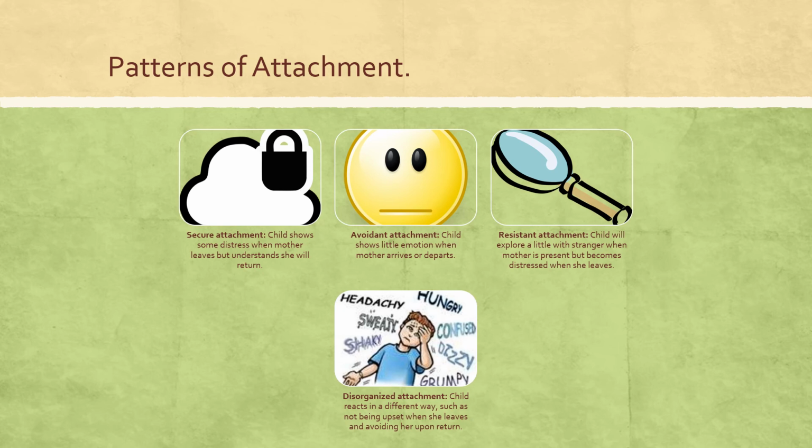And disorganized attachment, this became a theory later on, is when a child reacts in a different way, such as not being upset when she leaves the room and avoiding her upon return. Typically, we expect the child to become upset when she leaves and become happy when she returns, but it seems very odd and disorganized that the child is not upset when she leaves and kind of avoids her upon return. This could be from prior experiences, from child abuse, or maybe the mother has said or done something in the past that the child recognizes, so signs of that are alarming as well.